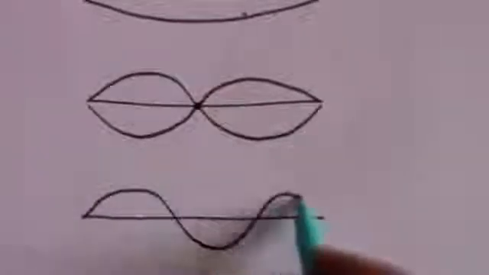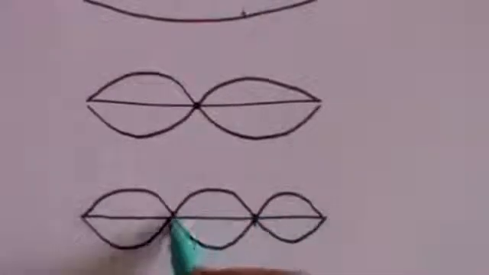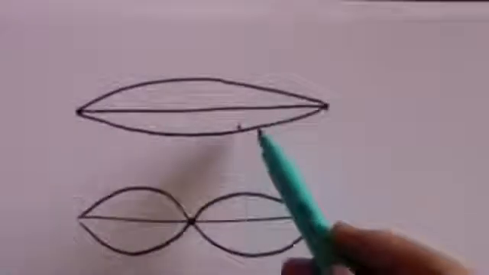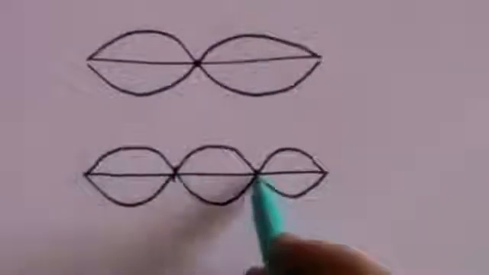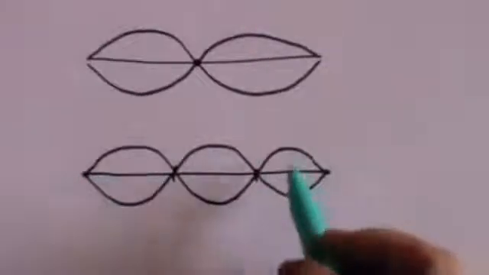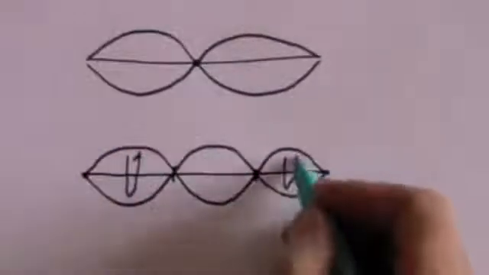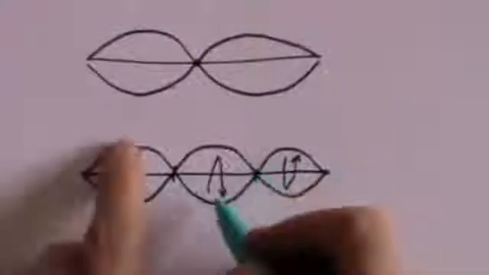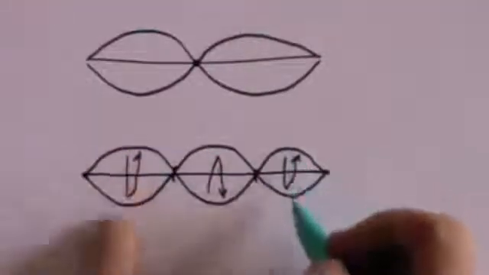If you wiggle it a bit faster, you'll get a wave that looks something like this, where you now have two nodes. This is called the third harmonic. This is the fundamental or first harmonic. This is the second harmonic. This is the third harmonic. These nodes never move. They could, but they don't. These points are fixed, and the wave here, these two parts go down and up. This part goes up and down.